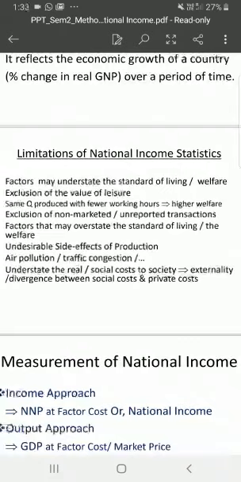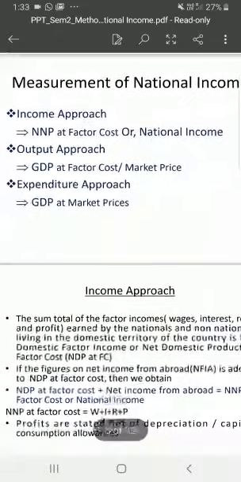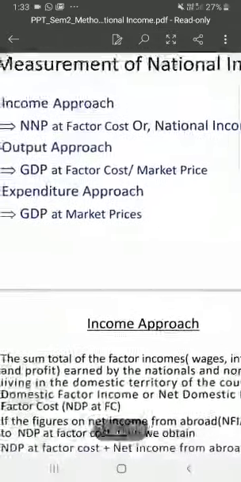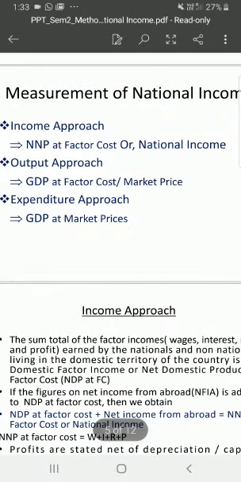Now I move over to another section, the measurement of national income. It has three distinct approaches: the income approach, the output approach, and the expenditure approach. These are the three methods of measuring national income in our country.